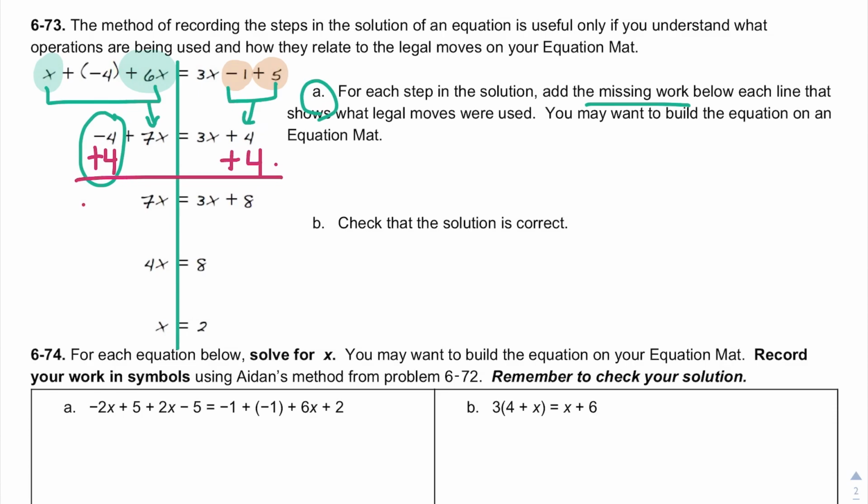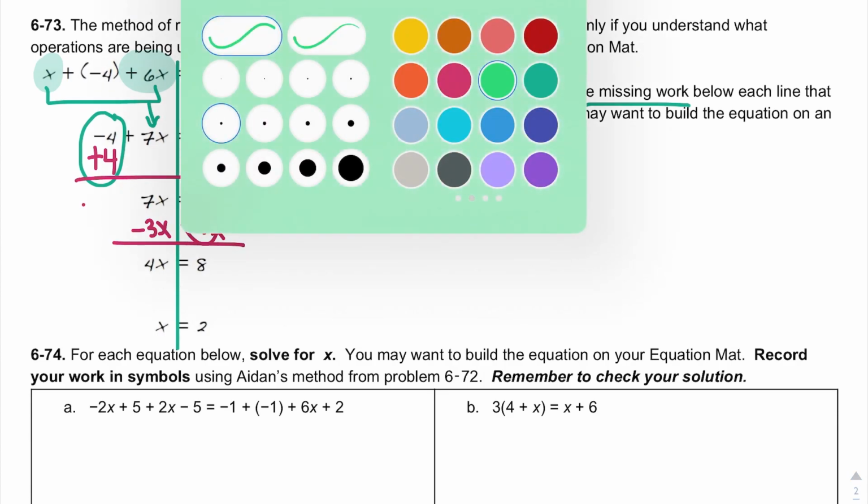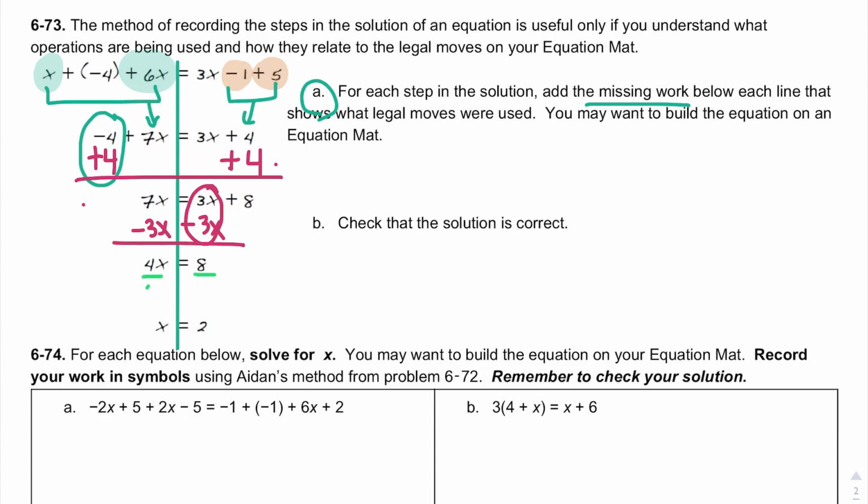Then the next step after 7x equals 3x plus 8, it looks like they removed 3x from both sides because they were identical pairs, okay? So that became a 0. They went bye-bye. And then I have 8 on the right, and then I have 4x on the left. And then the next step, hopefully you're saying it right now, we're going to be dividing both sides by 4. If that was a negative 4x, you need to be dividing by negative 4 on both sides. But since that's a positive 4, we're going to divide by positive 4 on both sides, leaving me with x equals 2. So now we're going to check that the solution is correct by using the original equation.